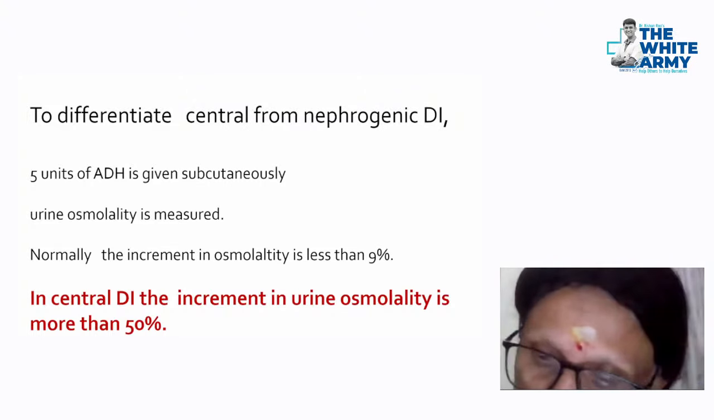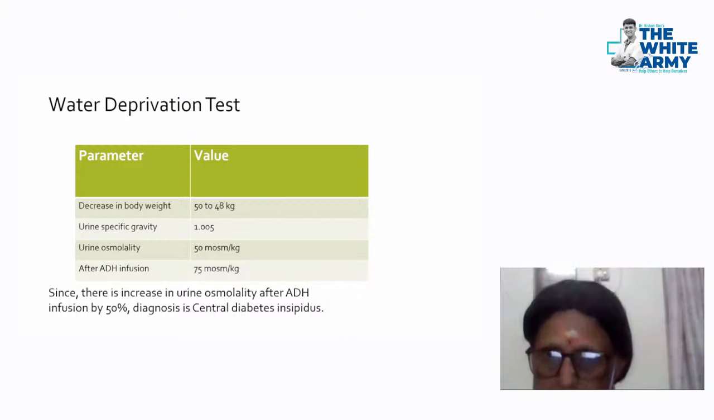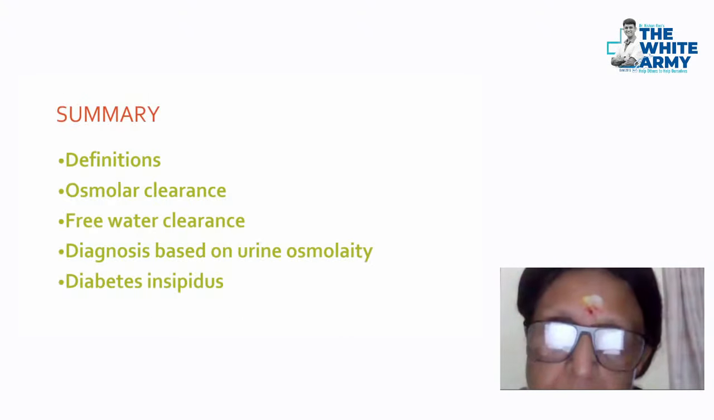If it does not rise even with your water deprivation test, as in this patient, the body weight reduced from 50 to 48 kg, urine specific gravity was 1.005, urine osmolality before was 50, after ADH was 75. So there was an increase in urine osmolality after ADH by 50%. So the diagnosis here is central diabetes insipidus.